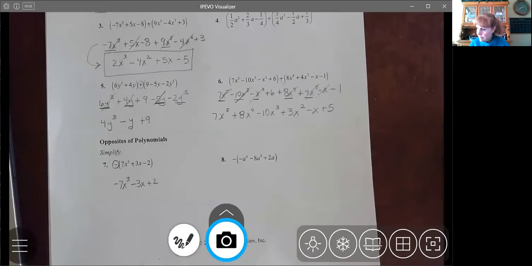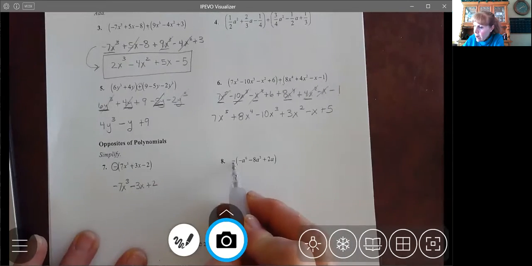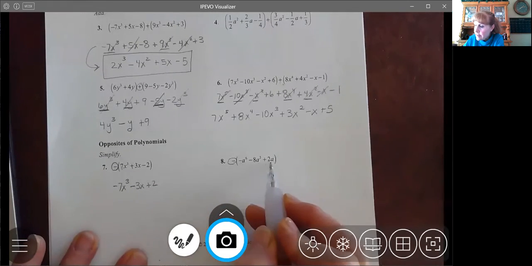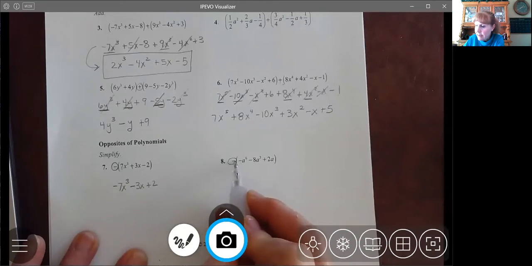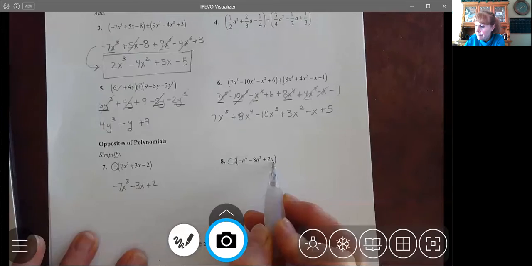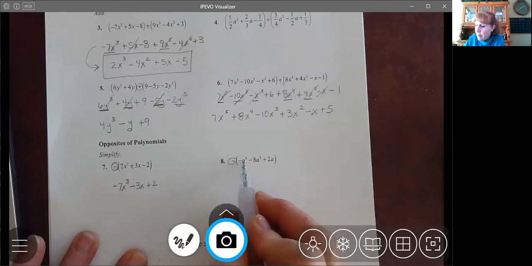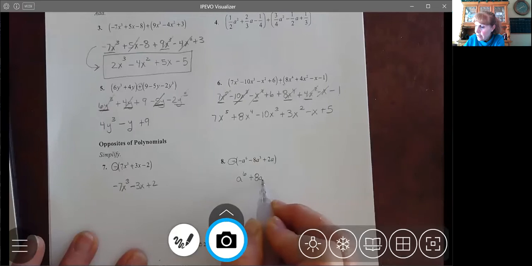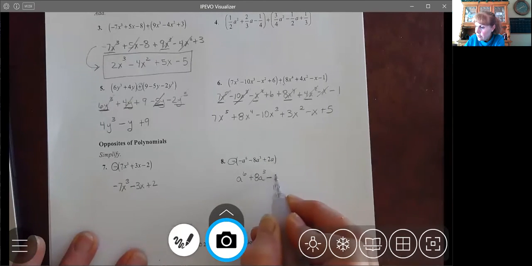Let's look at the other one. Let's take the opposite of what's inside the parentheses. A negative outside means take the opposite of what's inside. So this will become a positive a to the 6th, a positive 8a cubed, and a negative, minus 2a.